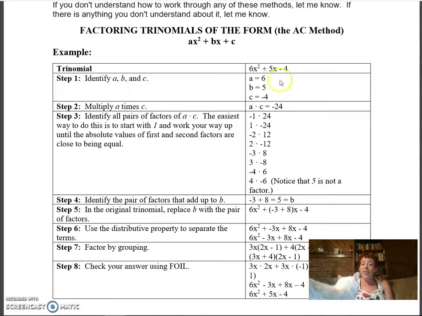The reason this is called the AC method is that the next thing we do is we multiply a times c. And in this case, 6 times negative 4 is equal to negative 24. And there's her tail.